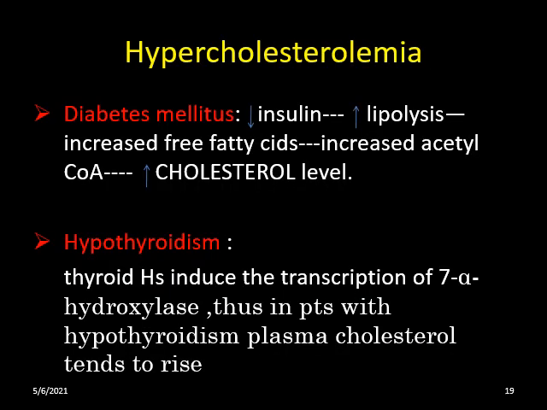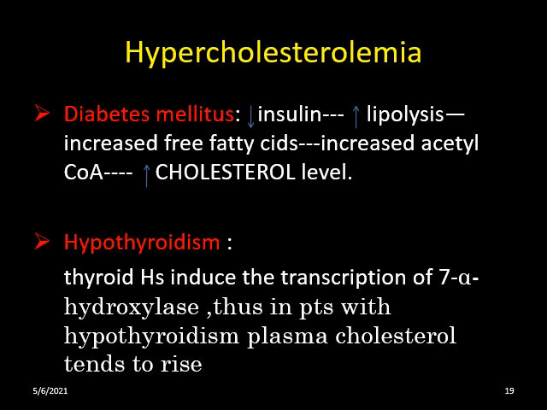Now regarding the clinical significance of cholesterol metabolism. The terminology hypercholesterolemia and hypocholesterolemia. Hypercholesterolemia is the increased cholesterol level in blood. The causes for hypercholesterolemia are certain diseases.